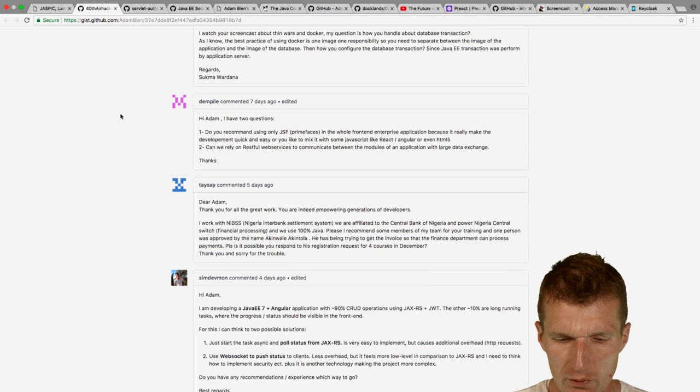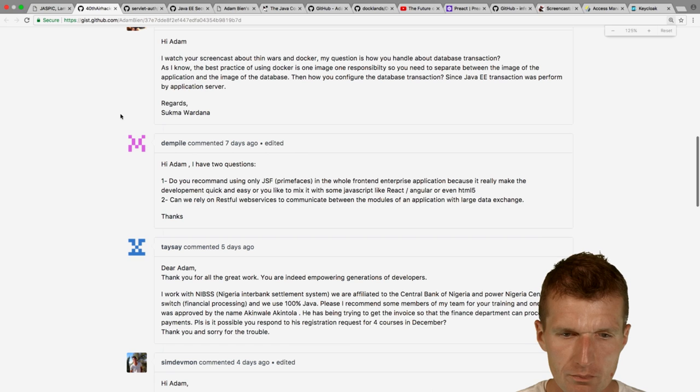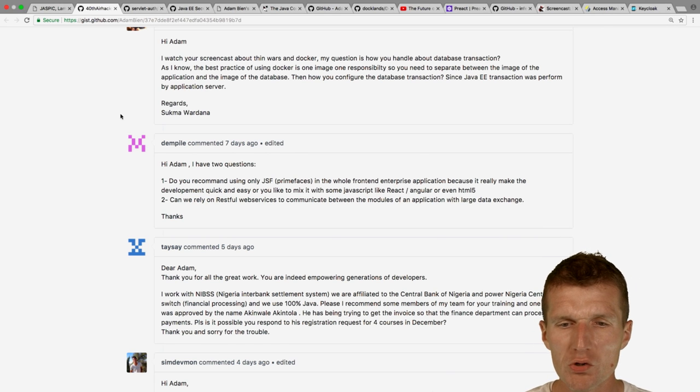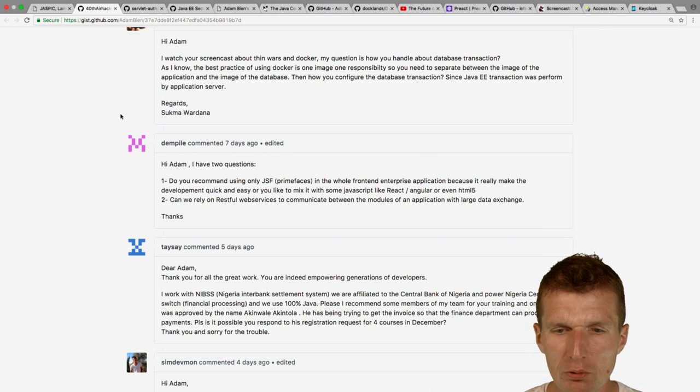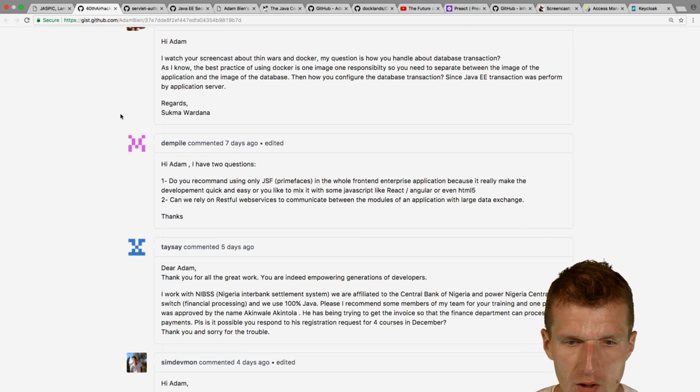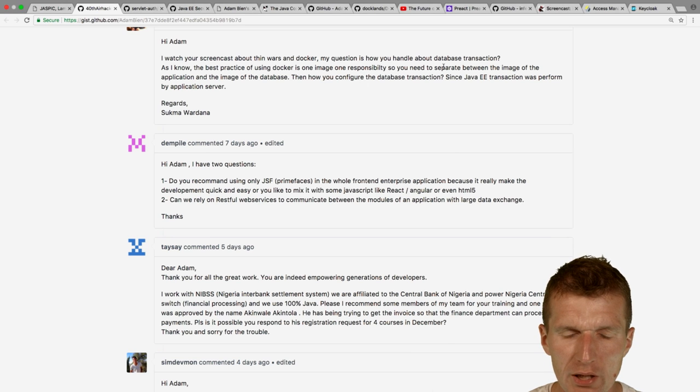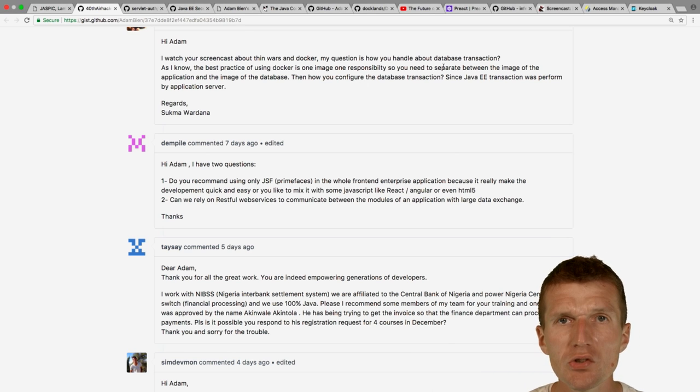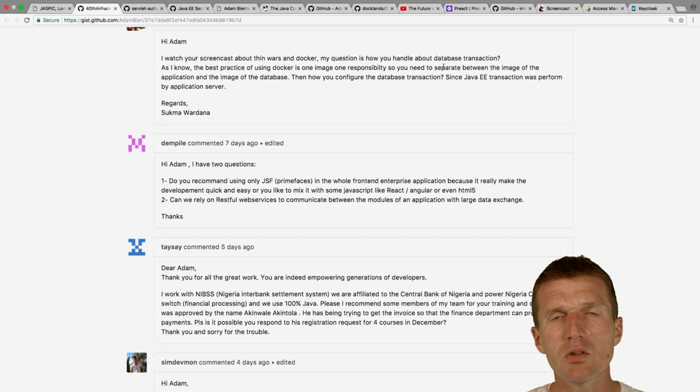Okay. So, next one. I had a quick screencast about thin WARs and Docker. The question is how to handle database transactions. So it's not about microservice transactions, rather database transactions. The best practice of using Docker is one image, one responsibility. So I need two images for the application and the database. This is not necessarily true.